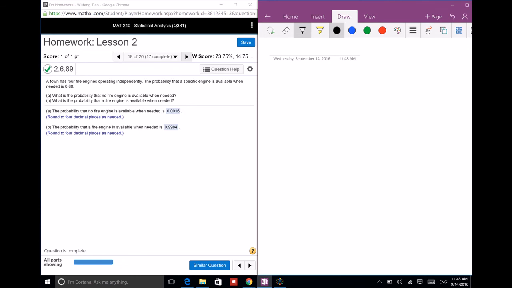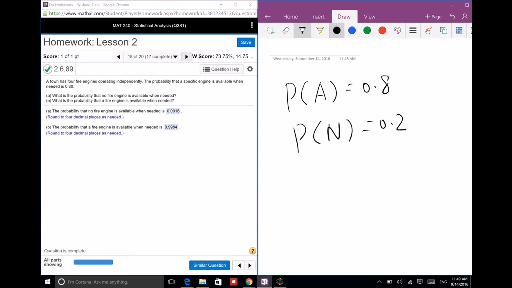A town has 4 fire engines operating independently. The probability that a specific engine is available when needed is 0.8. So the probability it is available is 0.8, and the probability that the engine is not available is 0.2. Okay, so now what's the probability that no fire engine is available?